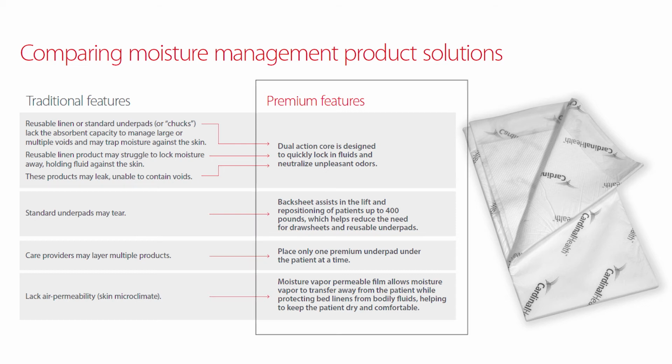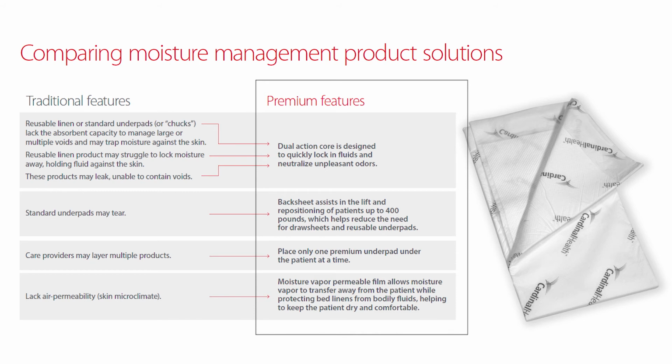The use of premium underpads, however, allows fluid to be quickly wicked away and locked into the super absorbent dual inner core with super absorbent polymer. This also neutralizes pH and unpleasant odors. The moisture vapor permeable film allows moisture to transfer away from the skin while protecting bed linens, keeping the skin dry and the resident comfortable. The features of the premium pad provide a healthy environment for skin. Premium underpads are approved for repositioning.